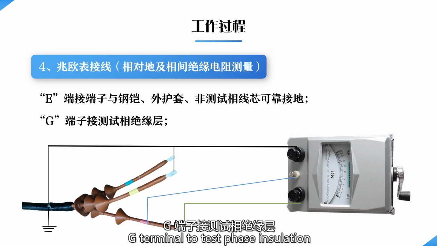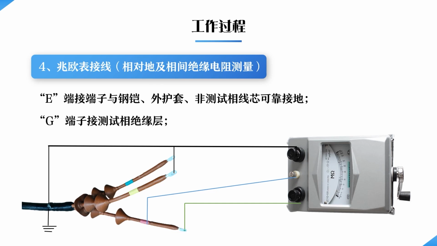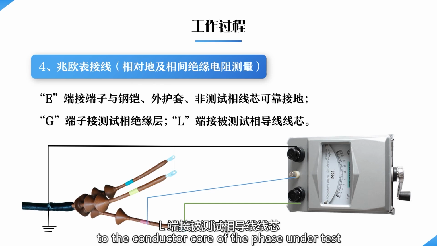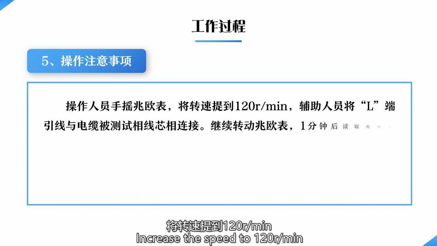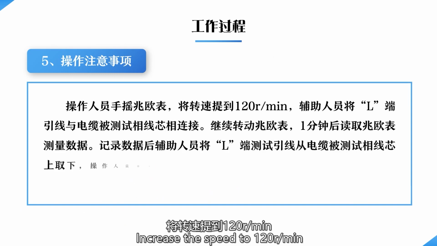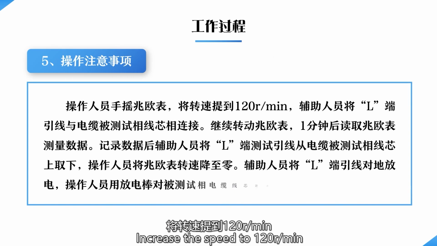The G terminal connects to the test phase insulation. The L terminal connects to the conductor core of the phase under test. Measure with the insulation resistance meter, increasing the speed to 120 RPM.